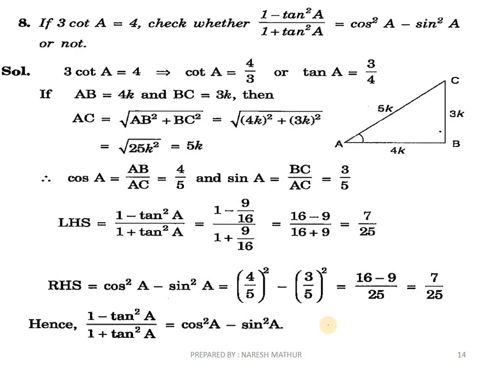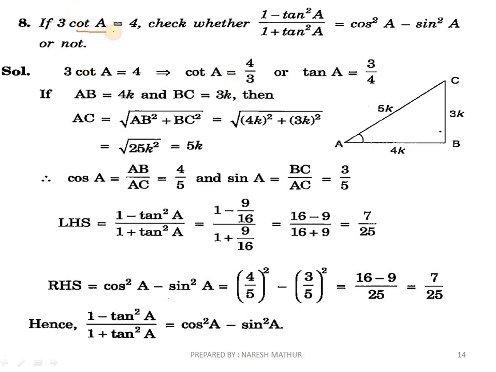Now we are given in question number 8, 3 cot A equals 4. We need to check whether (1 minus tan square A) upon (1 plus tan square A) is equal to cos square A minus sin square A or not. For this, we just need to find the value of LHS and RHS separately, and we'll check at the end.